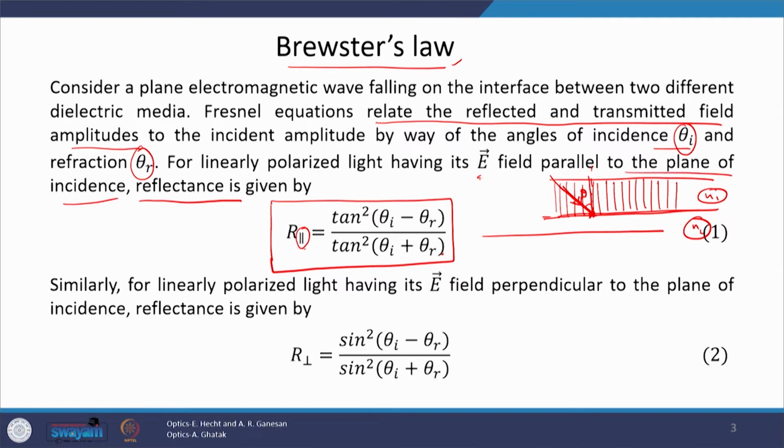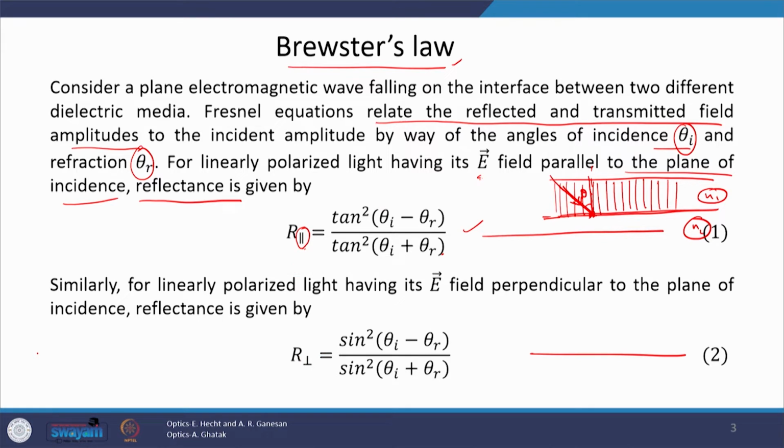Okay. Similarly, suppose we have linearly polarized light whose electric field is perpendicular to the plane of incidence. In that case, from the Fresnel relations we can again derive the expression for the reflectance for this perpendicular polarization, R perpendicular, and this is given by equation number 2, which reads R perpendicular is equal to sin square of (theta i minus theta r) upon sin square of (theta i plus theta r). These two equations are very important. They represent the reflectance for light polarized in the plane of incidence, and the reflectance for light polarized perpendicular to the plane of incidence.